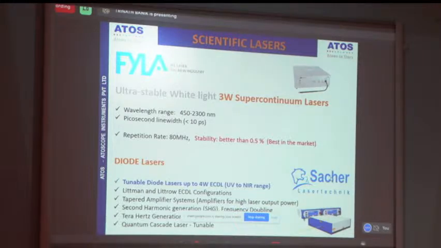Apart from the supercontinuum lasers, we have lasers from Sacher Lasertechnik from Germany. They specialize in tunable lasers. Some researchers want to tune the wavelength. Suppose you are working at 532 nanometer and you want to tune the wavelength by around 20 to 30 nanometer, so you can use the Sacher laser system, which has tunability, a very low repetition rate, as well as a very narrow line width of 100 kilohertz. So these systems can also be used for a variety of applications.